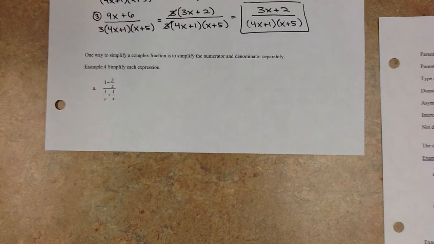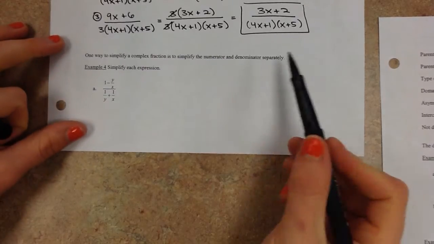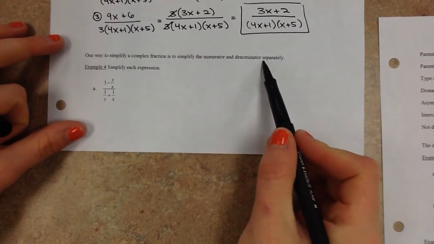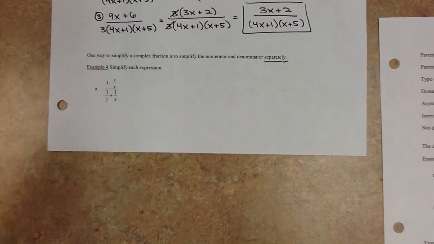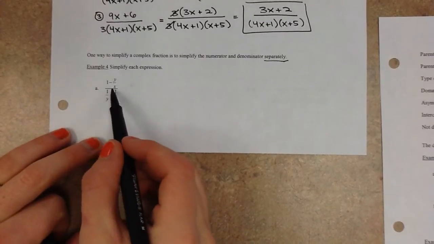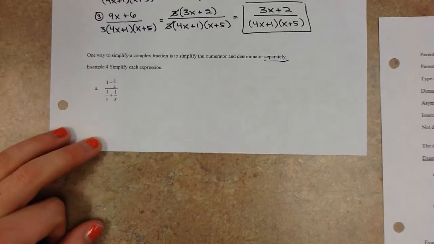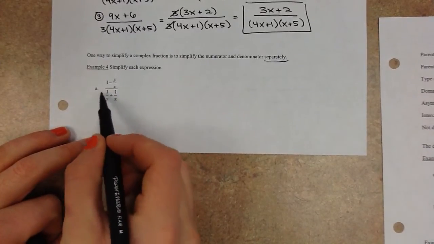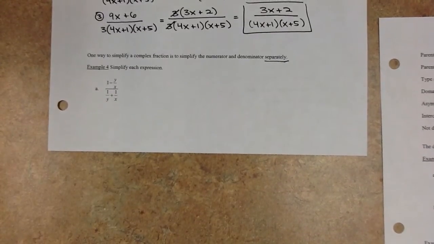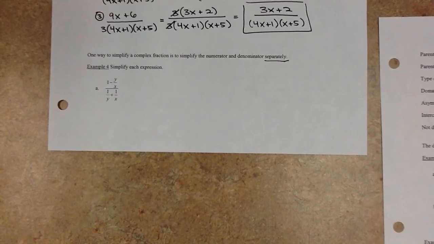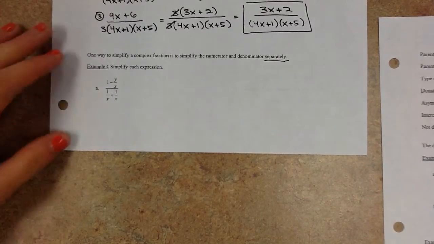So there's two methods, like I said. The first method that we're going to be using is to simplify the numerator and denominator separately. All right, so basically, just deal with this as one entity, figure out how to get a common denominator here, then deal with this as one entity and figure out how to get a common denominator there. All right, and then you'll see how it becomes just like what we had the other day.